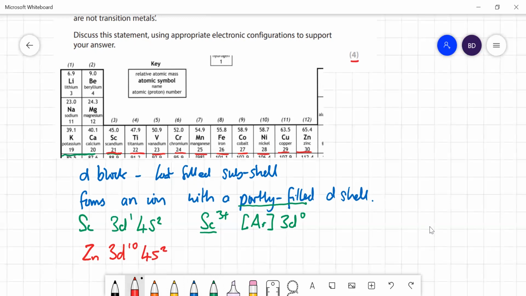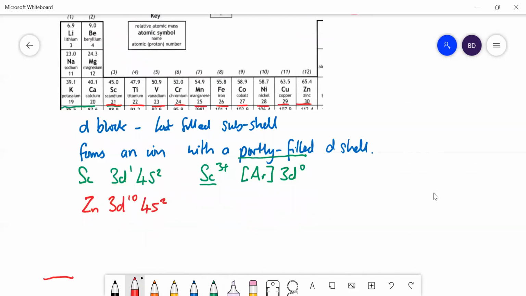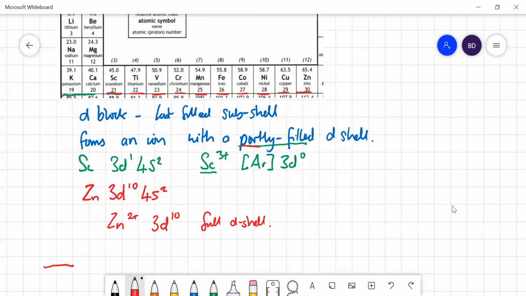Zinc only forms the Zn2+ ion. It doesn't form any other ions, and that would have the electronic structure 3d10. And of course, that's not a partly filled d shell, that's a full d shell. So that wouldn't count as a transition metal either. So that's all you need for your 4 marks there, I think.